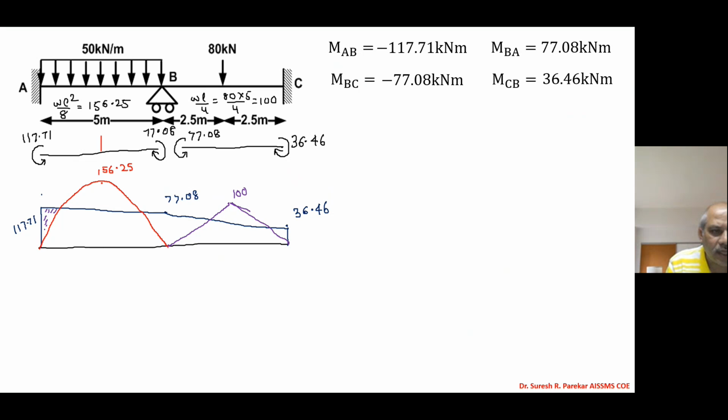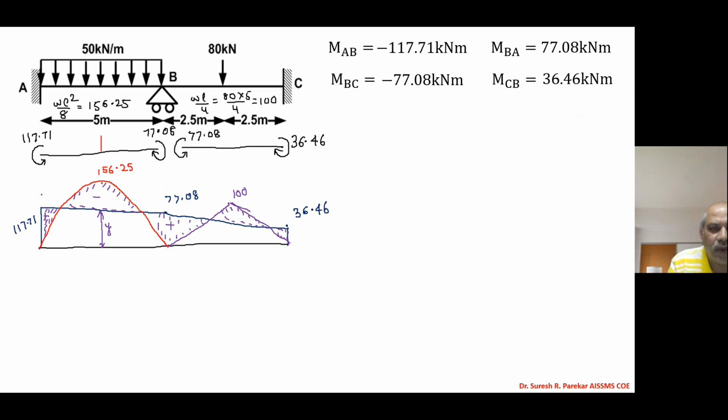Now you can hatch this actually. Whichever portion is not common, we can hatch it and then we can say BMD by superposition. If simple support is larger it will be minus. If fixed end moment is larger it will be plus. And then you can hatch it and say this is BMD by superposition. So likewise we can have this diagram.